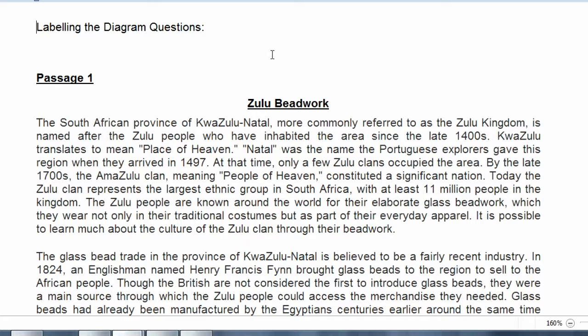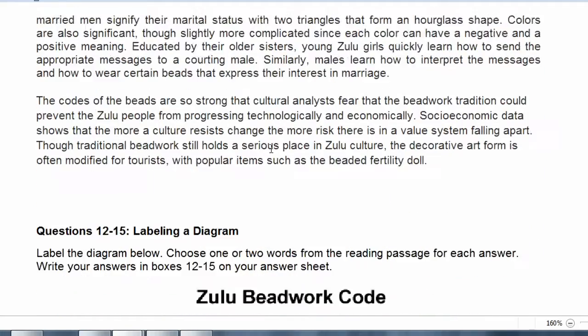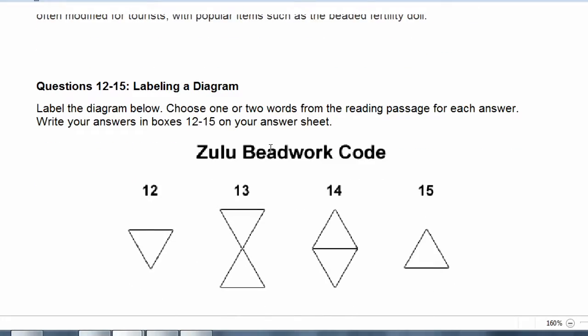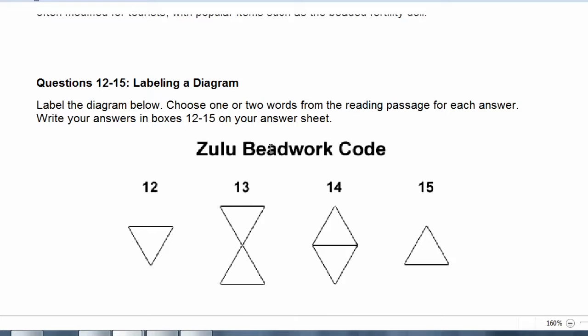Okay, now let's have a look at the questions first. Now this is a type of question which is called labeling a diagram. Let's read the instructions first. Label the diagram below. Choose one or two words from the reading passage for each answer. Write your answers in boxes 12 to 15 on your answer sheet.